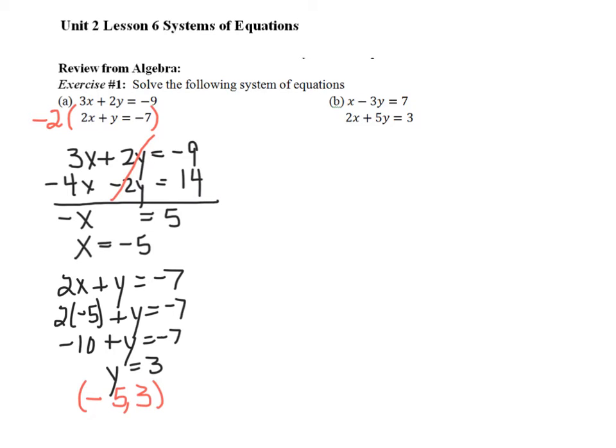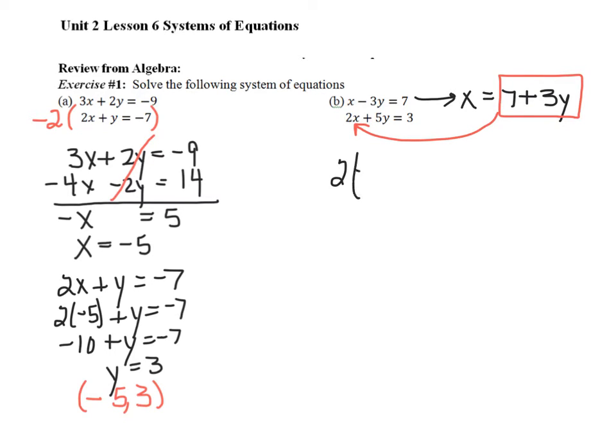So I'm going to rewrite that first equation by adding 3y to both sides of the equation. So that gives me x is equal to 7 plus 3y. Now this is called the method of substitution because I'm going to take that answer for x, 7 plus 3y, and I'm going to substitute it into the other equation where I see an x. So I'm going to say 2 times 7 plus 3y plus 5y is equal to 3.